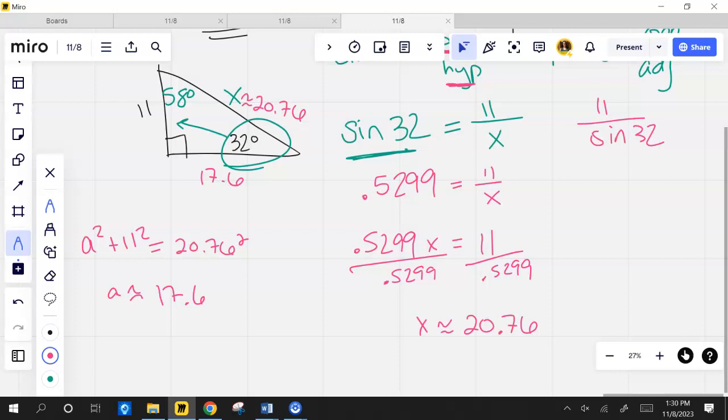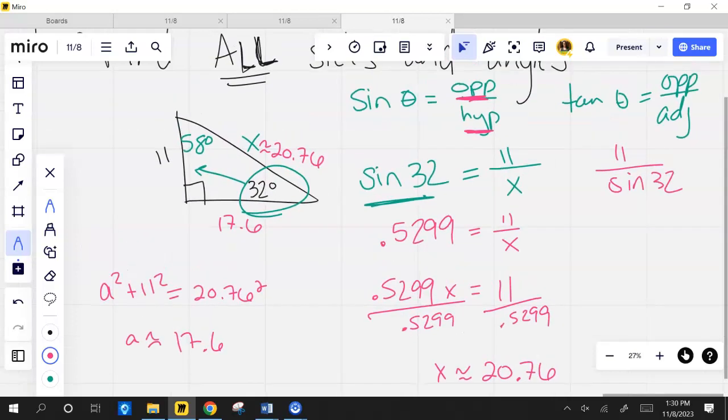It just depends. So look at what you've given. Everything written in black is what I was given, right? So I need to use one that's got the opposite side on it. That's why I said sine or tangent. Either one would work. If you did tangent, it would have given you this side first, and then you'd have to go in and find the hypotenuse using Pythagorean theorem. So it just depends on whichever one you want.